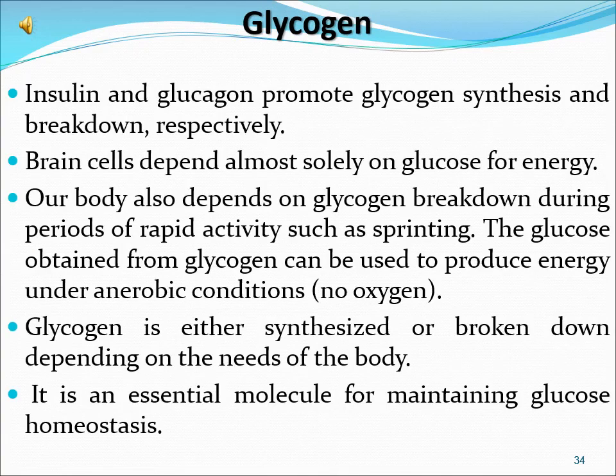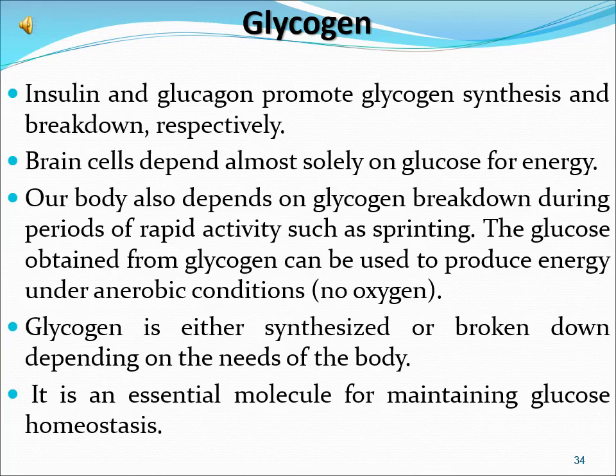Insulin and glucagon promote glycogen synthesis and breakdown respectively. Brain cells depend almost solely on glucose for energy. Our body also depends on glycogen breakdown during periods of rapid activity such as sprinting. The glucose obtained from glycogen can be used to produce energy under anaerobic conditions in which no oxygen is used.